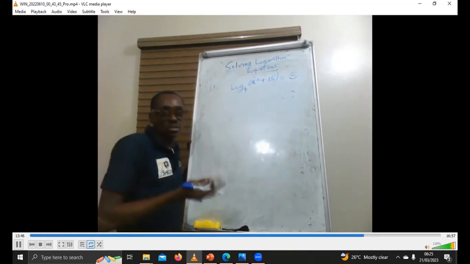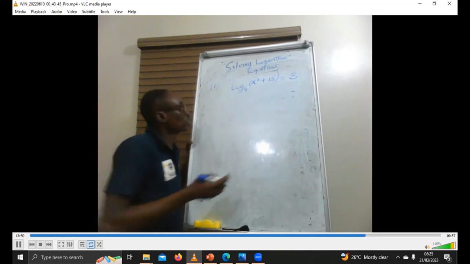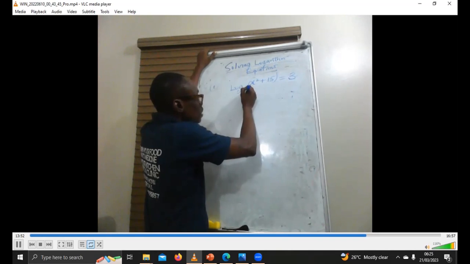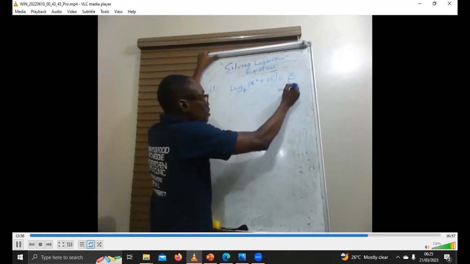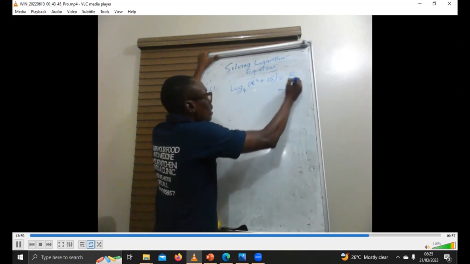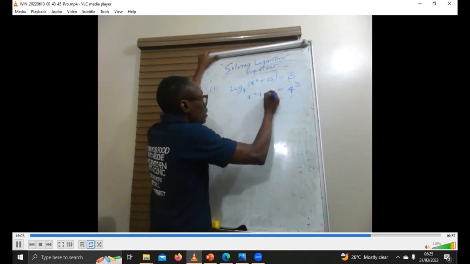So to simplify this, just like before, you're going to convert this to the index form. So this is the base. This 4 will come here and still remain as a base. So you lift up the 3. So you have x squared plus 15.